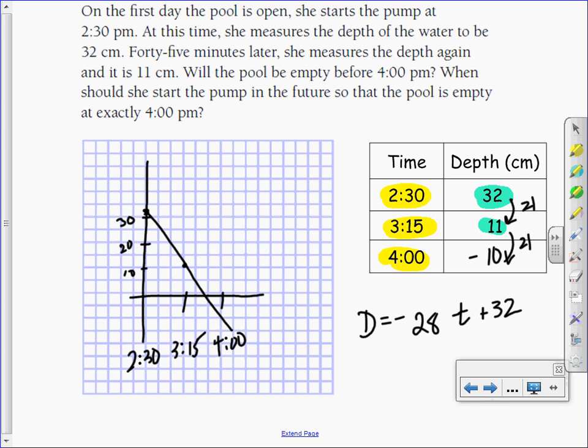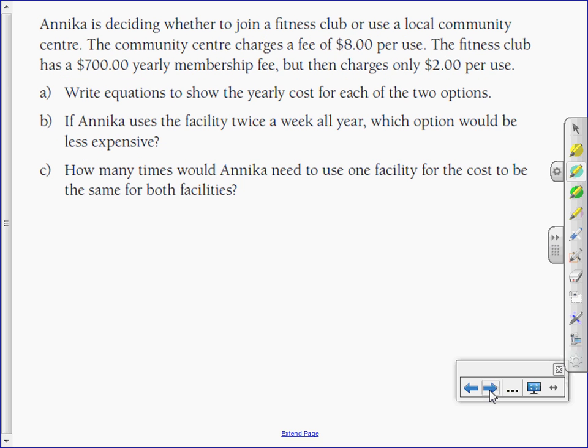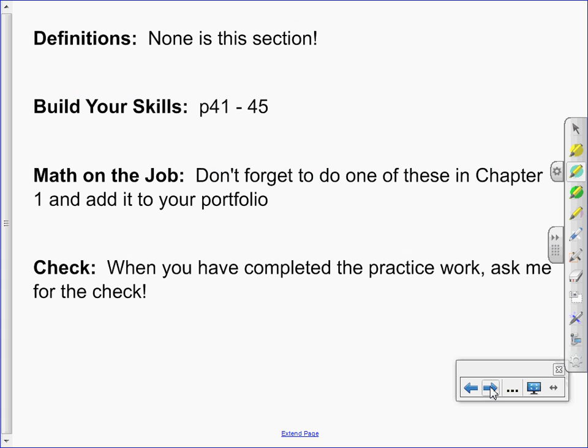Now what if the question asks you, well, how would you need to change this situation so that it ended exactly at 4? And those are some of the questions you're going to have to deal with. So a lot of them you're going to get 2 pieces of information, and you can see even in this question quickly, we've got degrees Celsius and degrees Fahrenheit. In the next question, you've got money, $8 per use, $2 per use, yearly membership fee. You're going to have to pick out the numbers and create equations, and it's all related to the rate of change and where it crosses the y-axis. And I like to sketch the graphs out. You're going to have to determine if that's what you want to do.